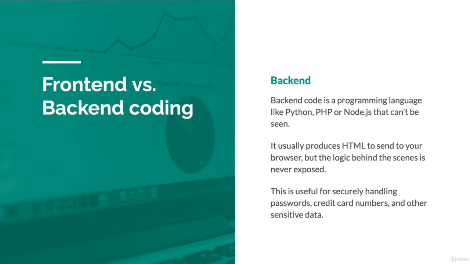Next up, we have back-end code. Back-end code is a programming language like Python, PHP, Node.js, Java, something like that. It usually produces some sort of HTML to send to your browser, but the logic behind the scenes is never actually exposed, whereas with front-end code, that logic can be completely exposed.